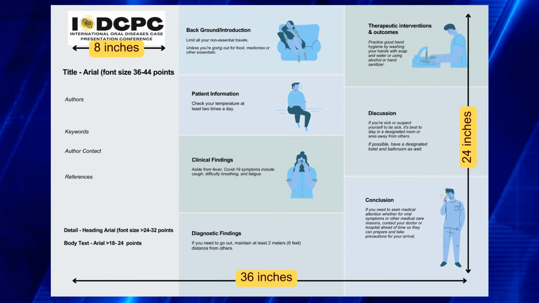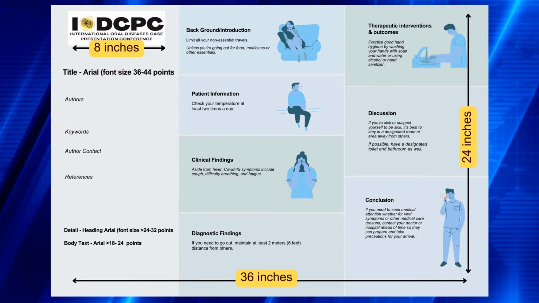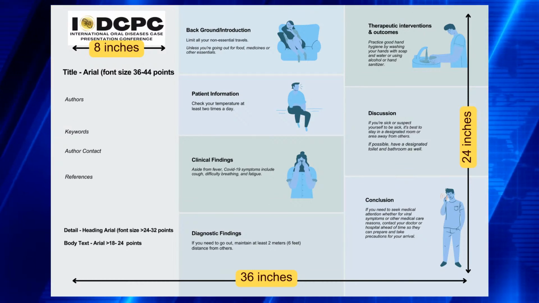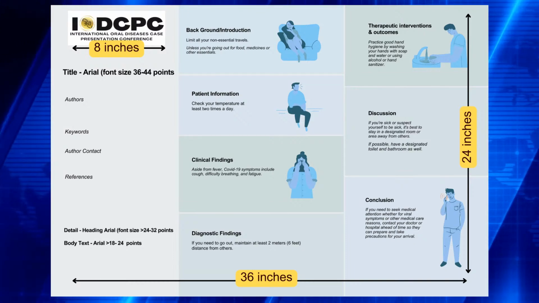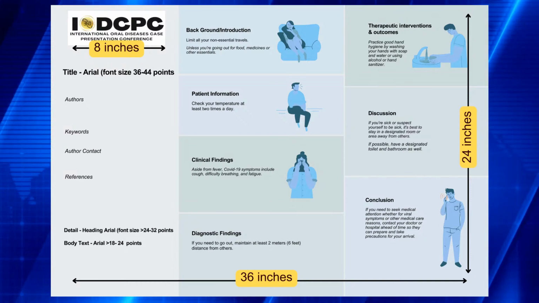So just avoid affiliations, only authors, keywords, the first author's contact details, because remember, there's a lot of interaction possible there. People can email you, people can of course even message you, video message you within the conference itself, but you can leave those details there.